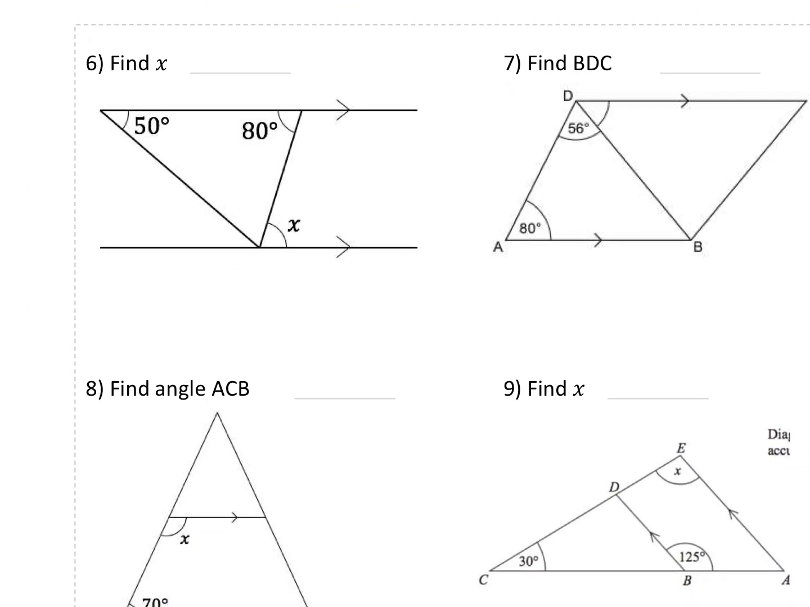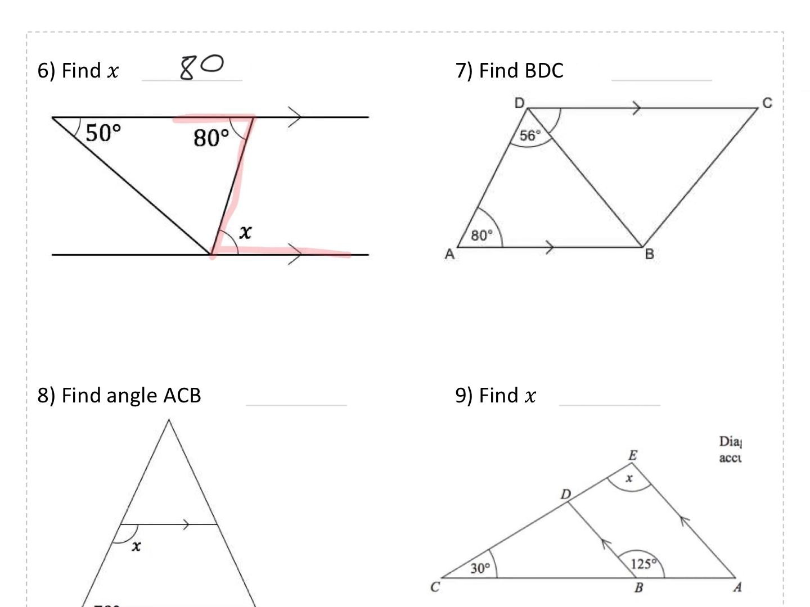Number 6, find X. Well, if we trace around the X, and then trace around the 80, you can see we've got that Z shape, we've got alternate angles. 80 and X are inside the parallel lines and on alternate sides of this line here. So they are alternate angles. They're equal, so X is 80.